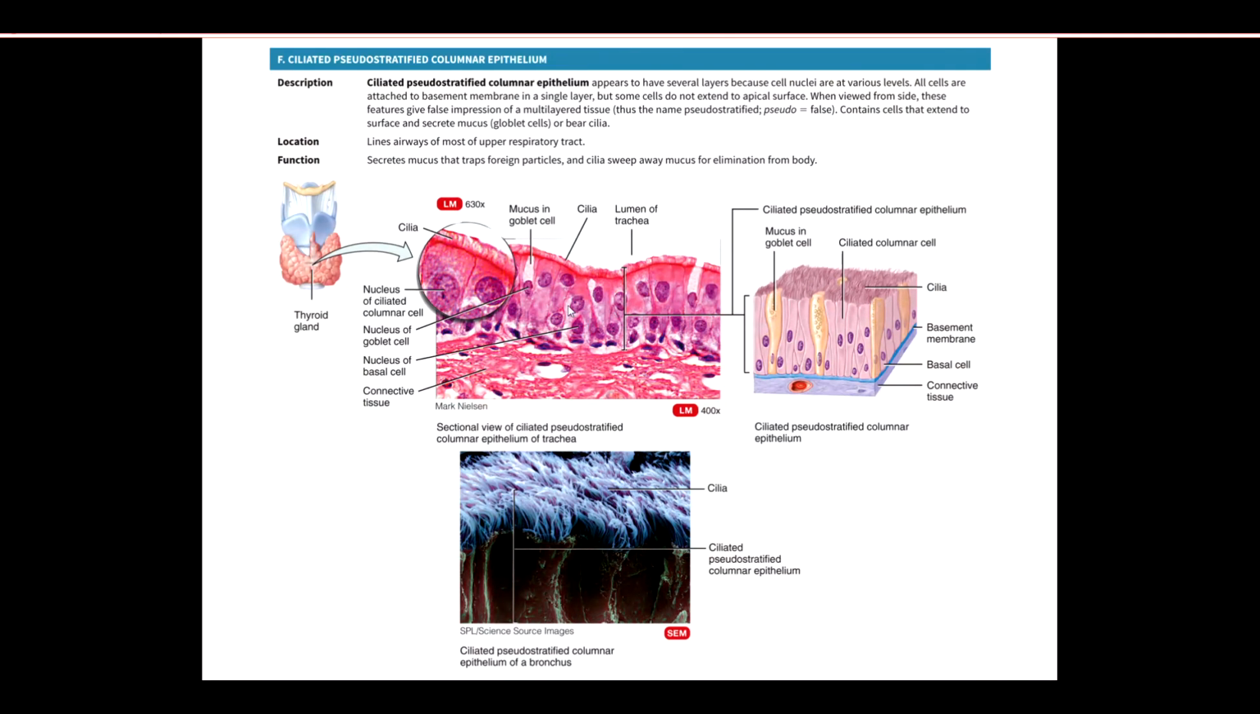Again, multiple layers of cells, it looks like, right, but it's not. The nuclei look staggered, but the cells are actually all next to one another. And then here's some cilia right up top. And again, you can see from a diagram, basement membrane. Again, some cells are making it all the way to the apical surface, but other ones are being covered up, like over here, down over here. But all of these cells are touching the basement membrane.